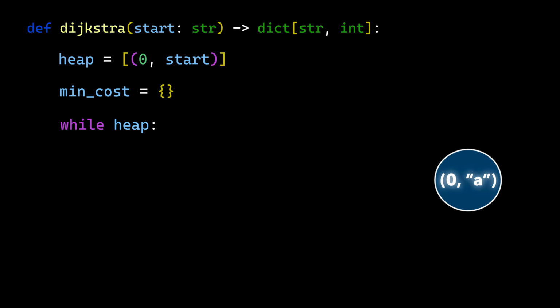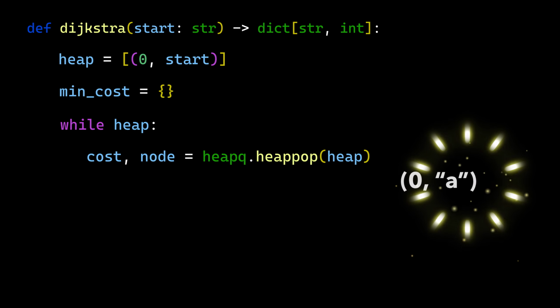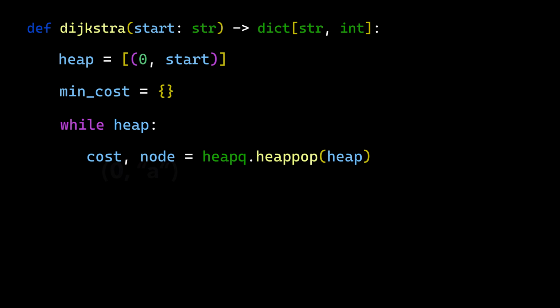We start with the while loop, which checks if there's still elements in the heap. We then pop from the heap. Popping returns the head of the heap, which is the minimum, and it also removes it from the heap.